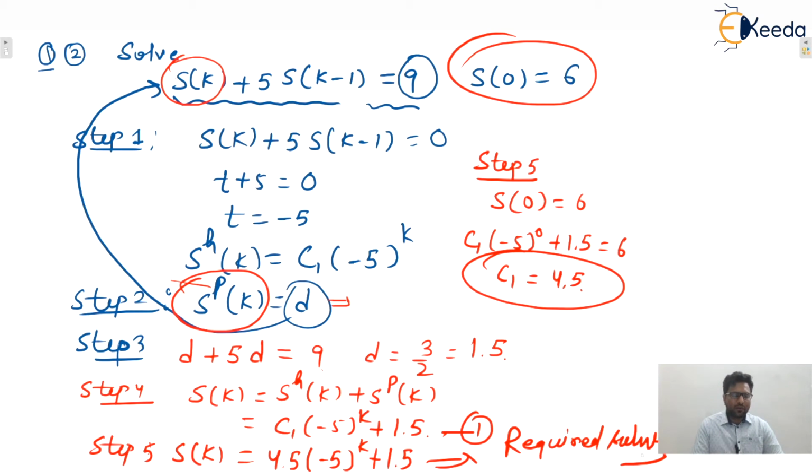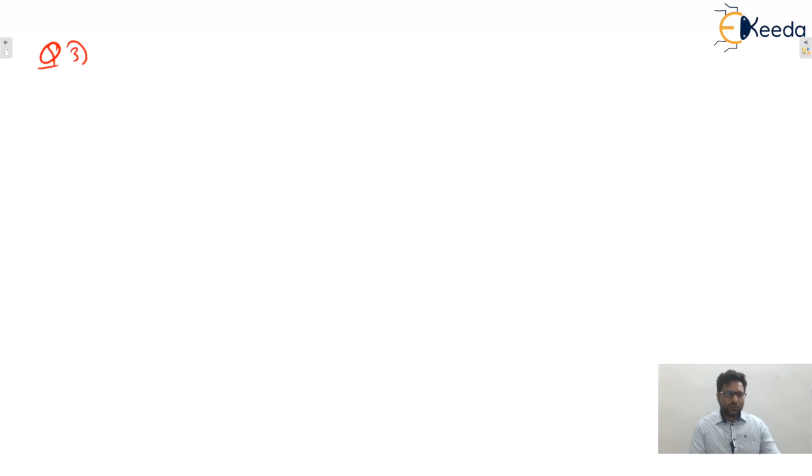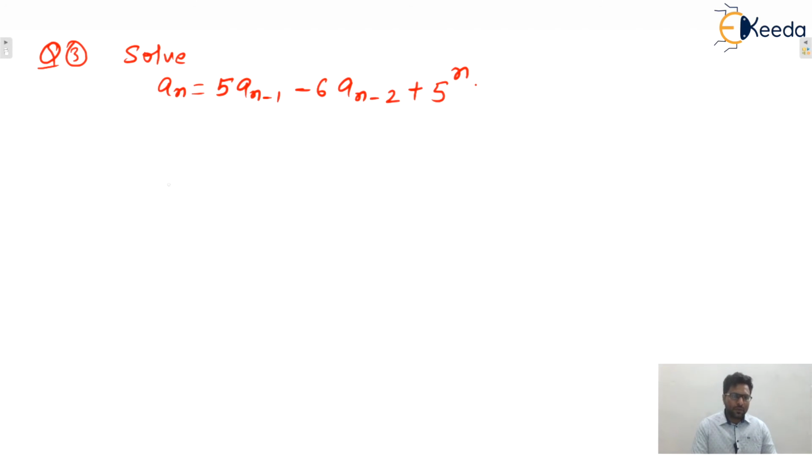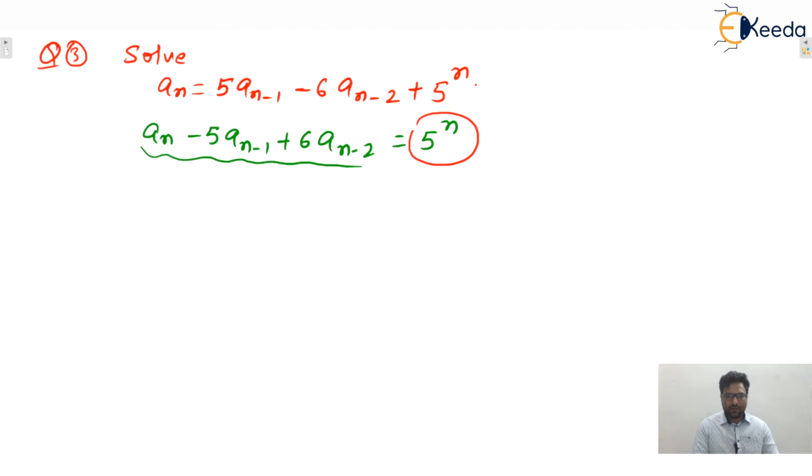Okay, write one more question based on this one only, nothing else. Let's say solve a_n equals 5 a_(n-1) minus 6 a_(n-2) plus 5 raised to power n. That is given to you. So this can be written as a_n minus 5 a_(n-1) plus 6 a_(n-2) equals 5 raised to power n. We can see this one is inhomogeneous, and the right hand side is a power function.